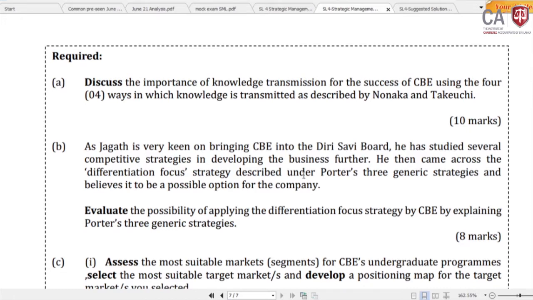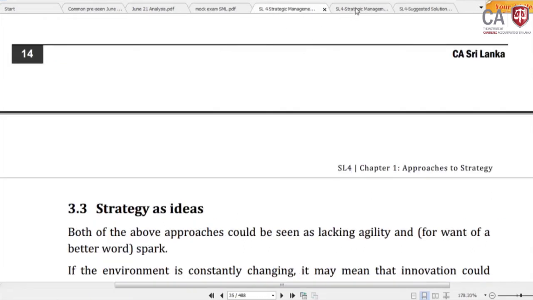Nonaka and Takeuchi offer that SECI model, right, SECI model. So, he is asking you to discuss this SECI model, right. So, how can we apply this SECI model, right. So, first of all, look at the theory part related with this one.